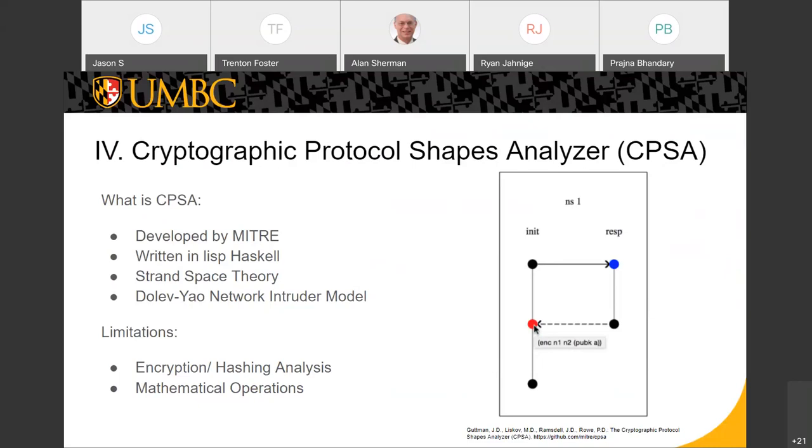A couple of things to note: you'll notice there are black nodes, a blue node, and a red node. The black nodes are sent messages. The blue node is a realized node, which means that CPSA has determined how this message is being received. The red node is unrealized, meaning based on this visualization, CPSA doesn't yet know how that message is being received. Next slide.